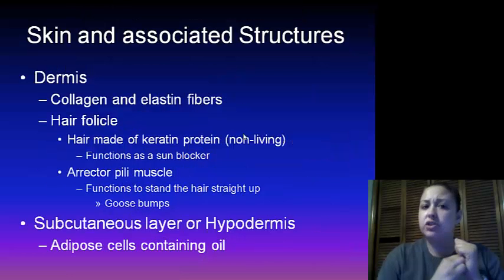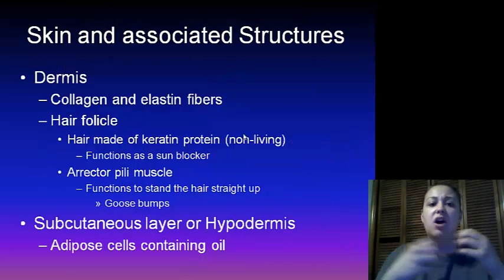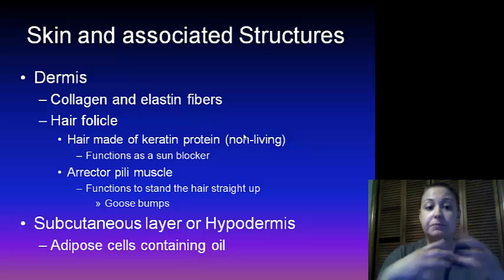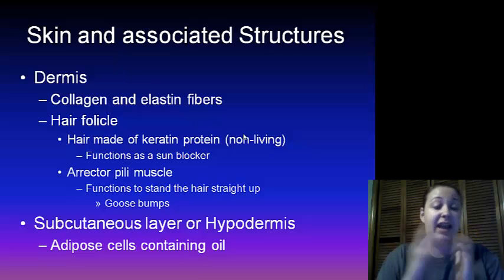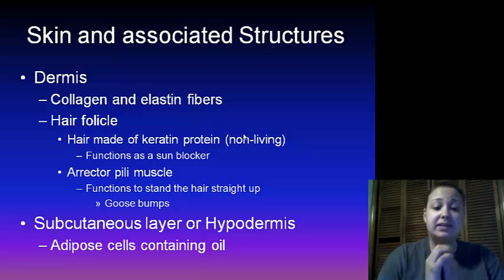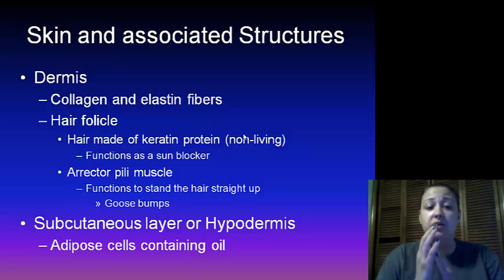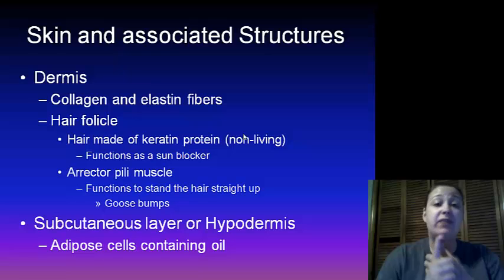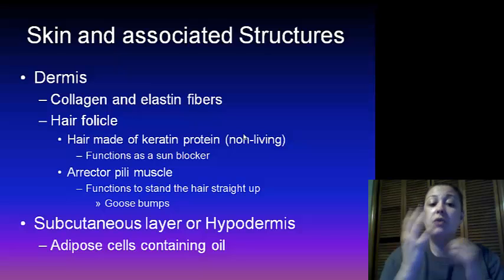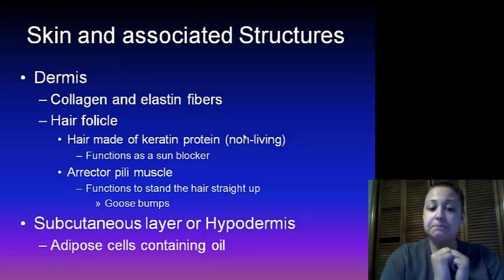Next we move down to the dermis. The dermis is mostly collagen and elastin fibers. It also does contain the hair follicles and the sweat glands. So hair follicles, which have hair made of keratin protein, which is non-living, function as a sun blocker. They also have an arrector pili, which can contract and force the hair to stand straight up. You also see goosebumps with this.